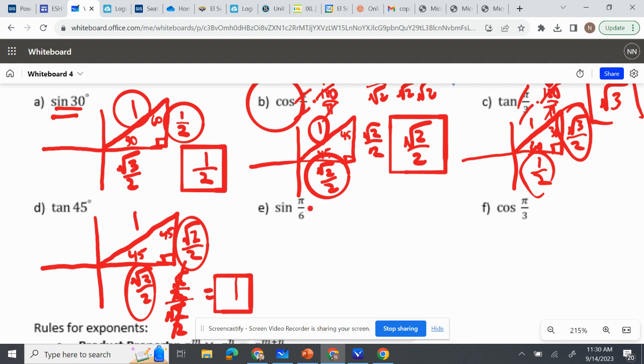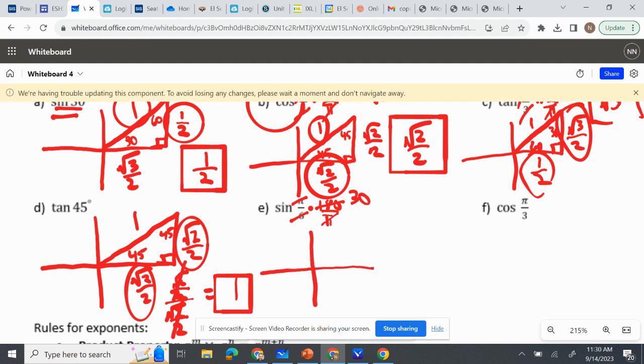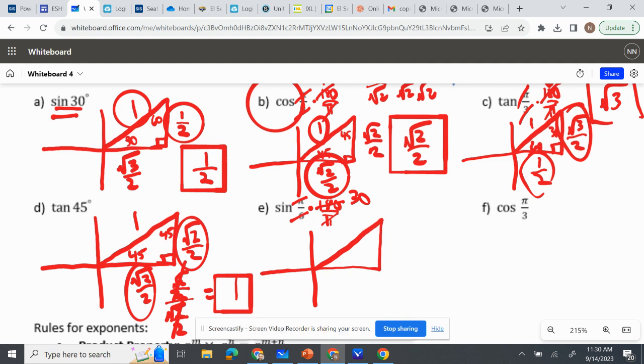Now, for the next one, we're going to turn the radians into degrees. So that's 180 over pi. The pi's cancel. 6 goes into 180 30 times. So that means that we're going to draw a triangle. At the origin, what we have is the angle that's 30 degrees. So this is a 30, 60, 90 triangle. Hypotenuse is always 1. 30-degree side is a half. 60-degree side is rad 3 over 2. Sine is opposite over hypotenuse. 1/2 over 1 is 1/2.